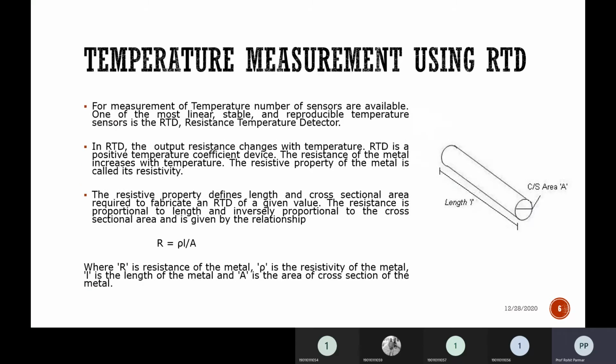Okay, so measurement of temperature we are going to do over here with RTD. Okay, now RTD is nothing but resistance temperature detector. Okay, RTD is nothing but resistance temperature detector. So over here one relation is given, R is equal to rho L by A. L is length, A is cross sectional area, and rho is nothing but resistivity of the metal.